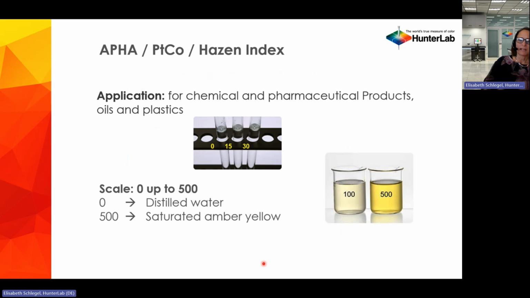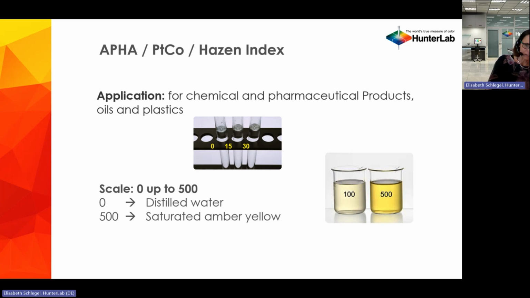It's mostly used in chemical or pharmaceutical products, oils, and plastics. I have a display here again for 0 up to 30. Visibly you don't really see very much of a difference, and already the highest number is not really darkly colored here. Distilled water would give 0, and a saturated amber yellow would give the number 500. With our instruments you can also measure values at 700 or something, but they are not defined by the APHA standard, so it's just for comparison.